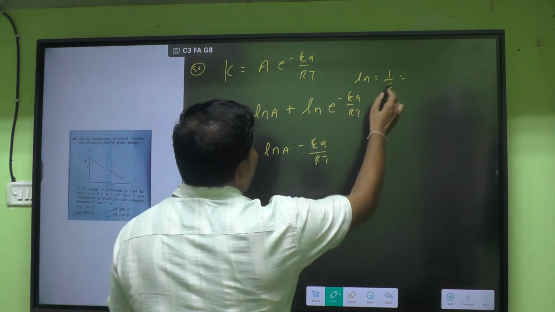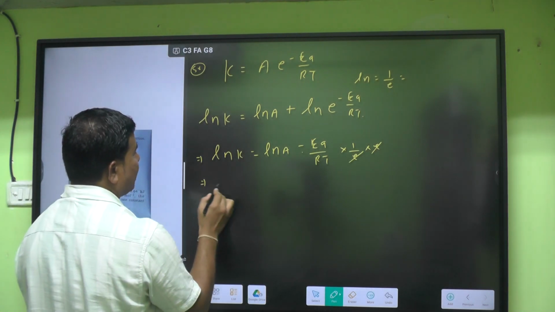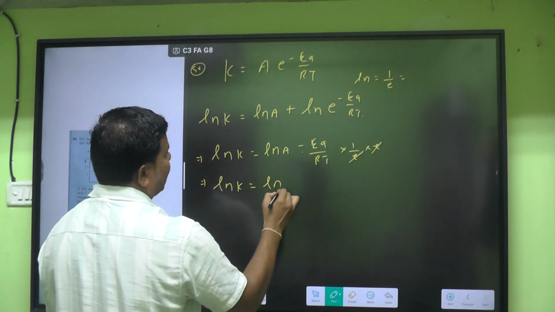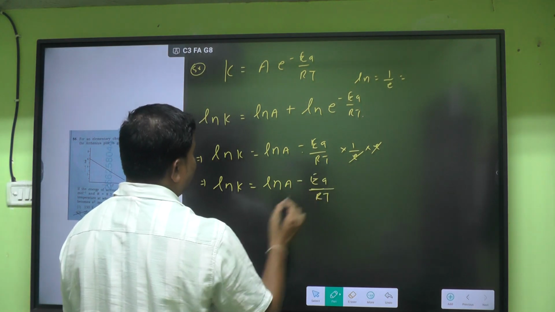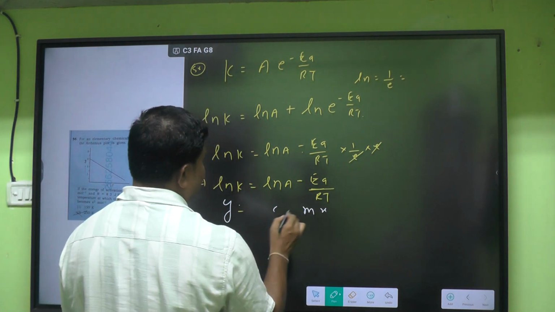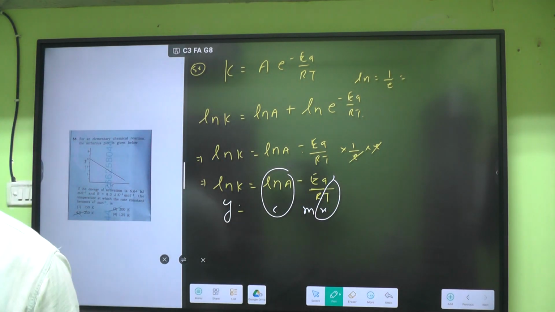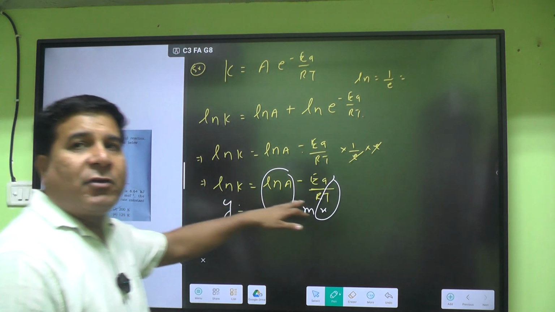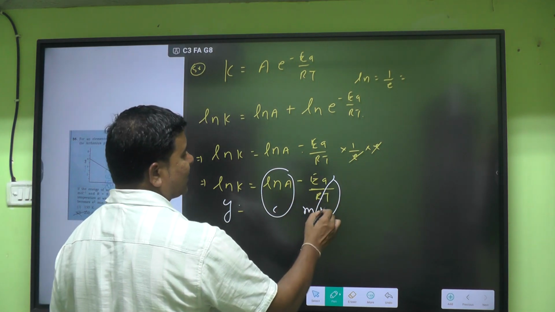Now compare this equation with y is equal to mx plus c. What is the intercept? ln A. What is x? 1 by T. So remember, y is equal to mx plus c here, where x is 1 by T.